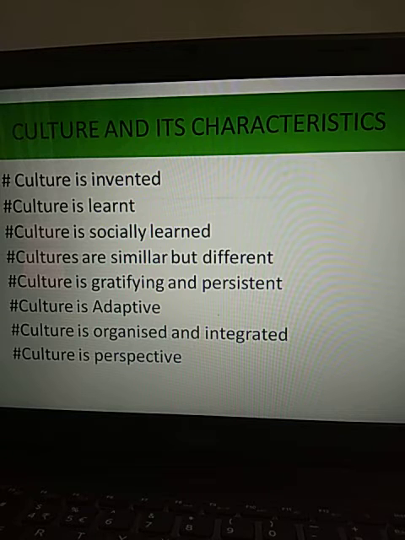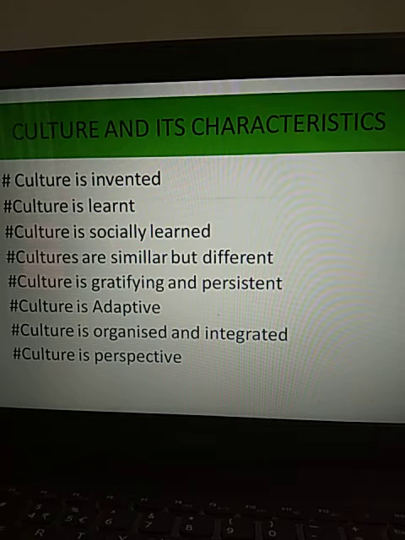The culture is socially learned. The cultures are similar but different. It's a tricky point. Now let us take any kind of culture, whether the Western culture, the Eastern countries' culture, South Indian culture, or North Indian culture. A few things are common.